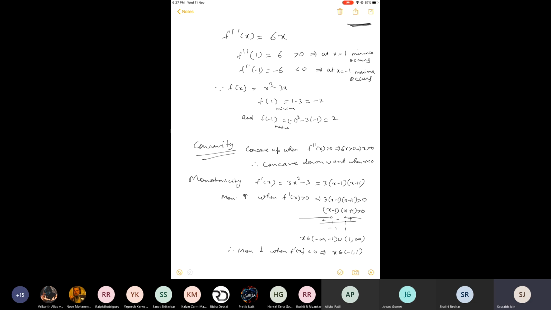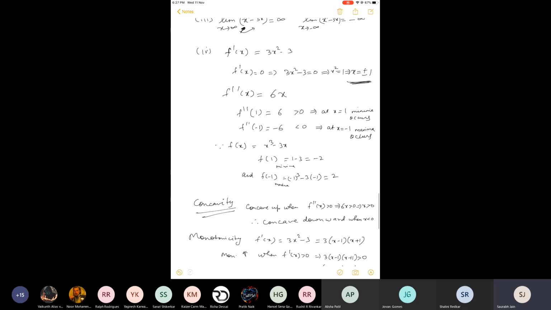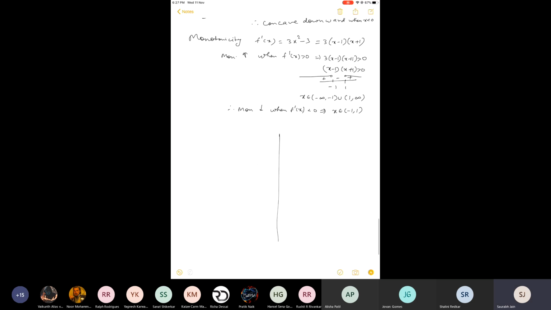So many things. Let us come back. Domain is R. Roots are 0, root 3 and minus root 3. When you draw the graph, you will locate these points. Then only you will be able to draw the graph. You are supposed to locate 0, root 3, minus root 3 on the x-axis as well as 1 and minus 1. You do that first. Let us draw the plane.